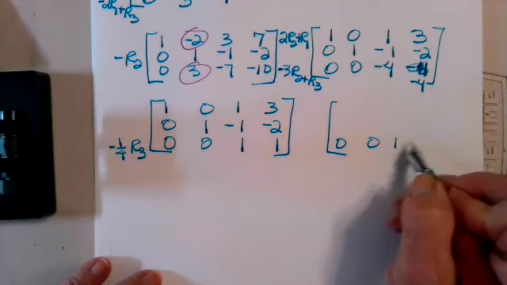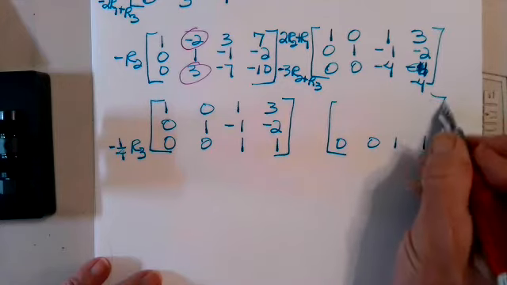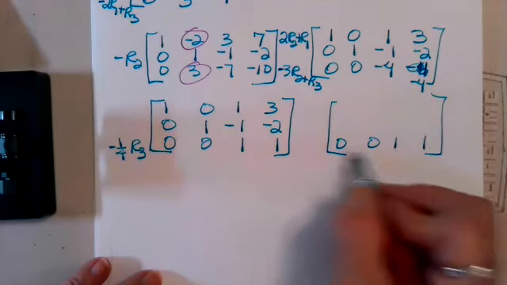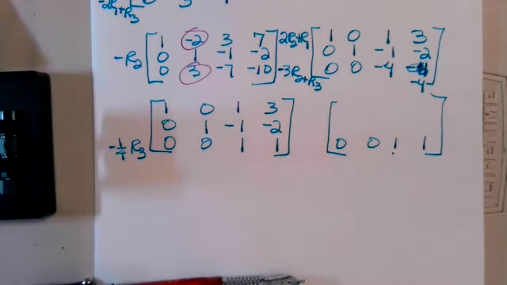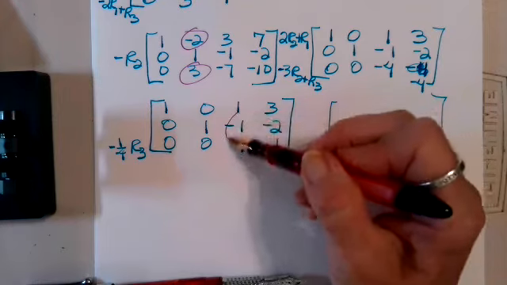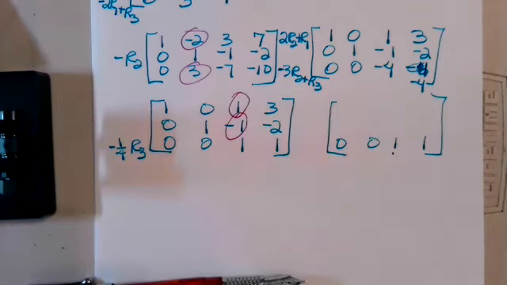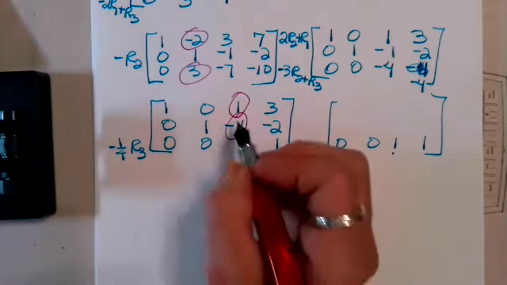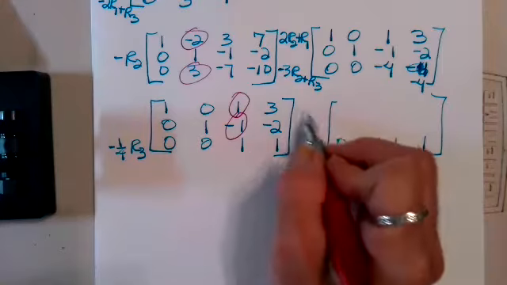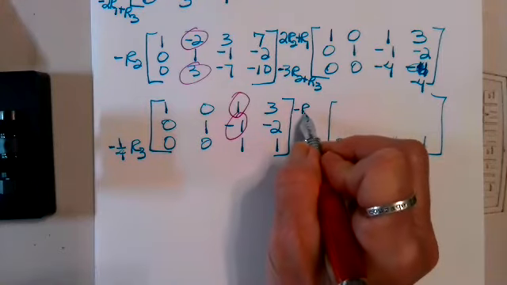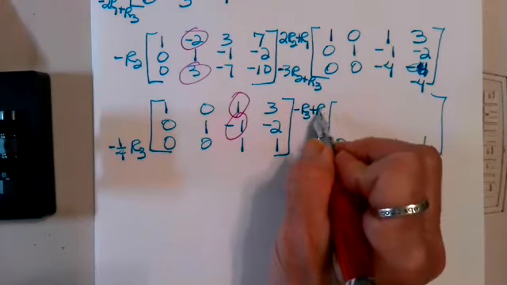Anyway, now we will use the new 1 here to get rid of what? We want to make this guy be a 0 and that would be a 0. Okay. So to get rid of a +1 in row 1, I need to multiply row 3 by -1 and add it to row 1.